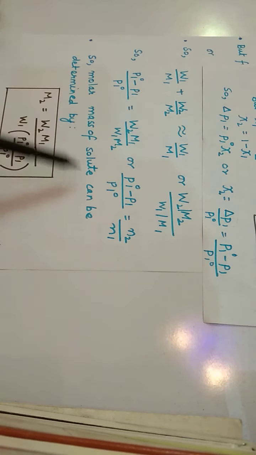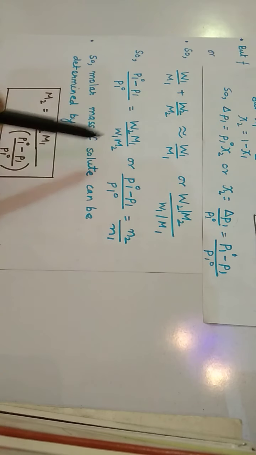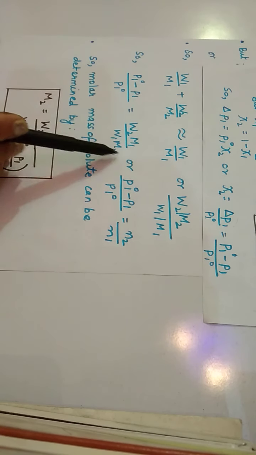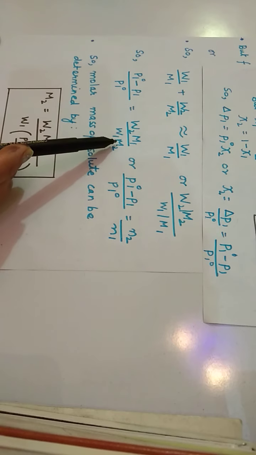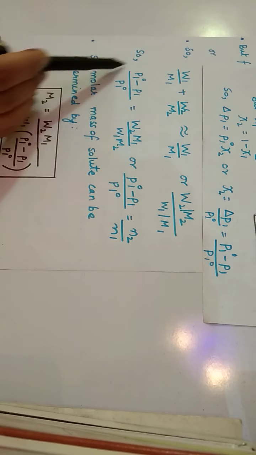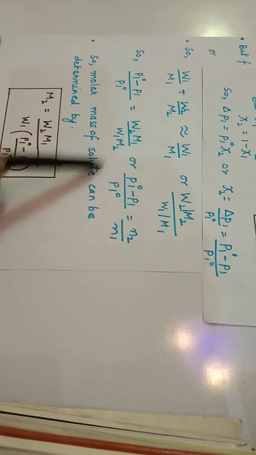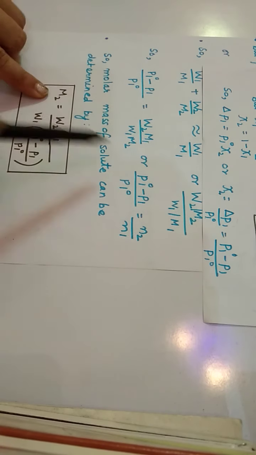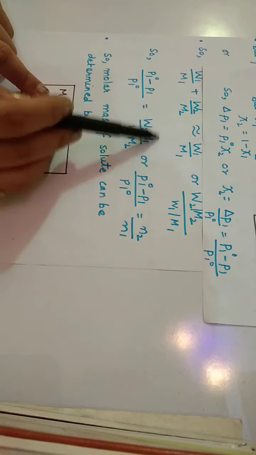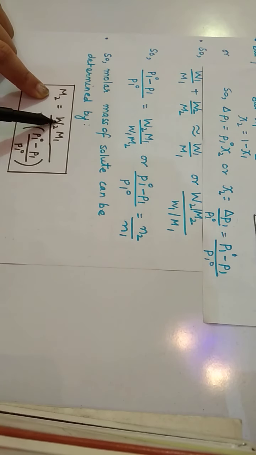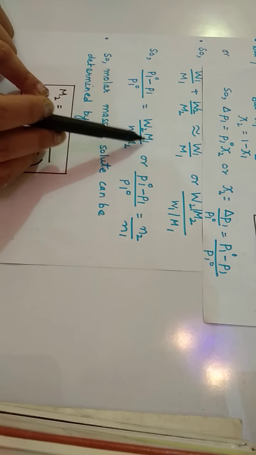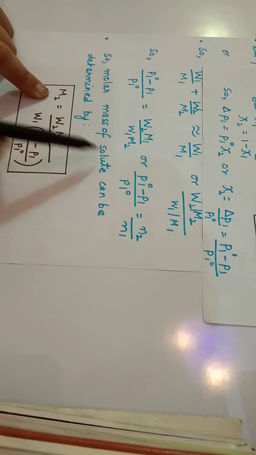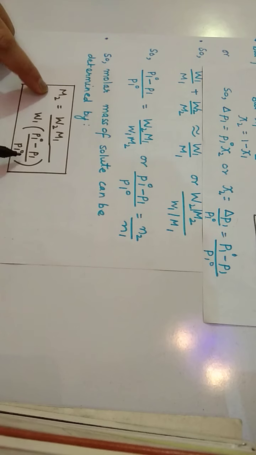Now we need to find out the molar mass of the solute. So the molar mass of the solute is M2. So children, what it will be? M2 will go up and this whole quantity will come down. So here it is M2. In the numerator it is W2 M1 upon W1. This will come down: P1 naught minus P1 upon P1 naught.